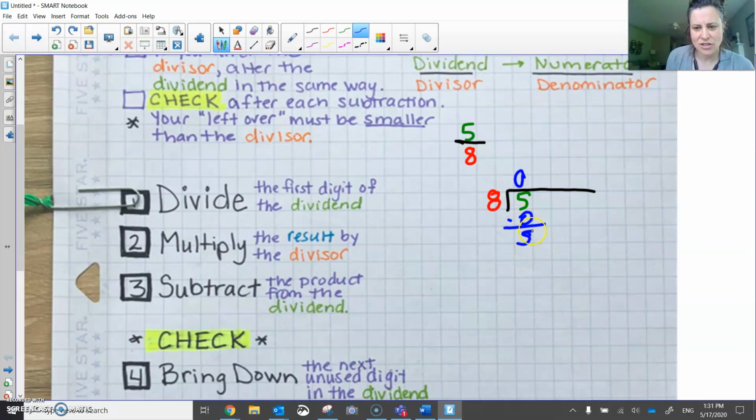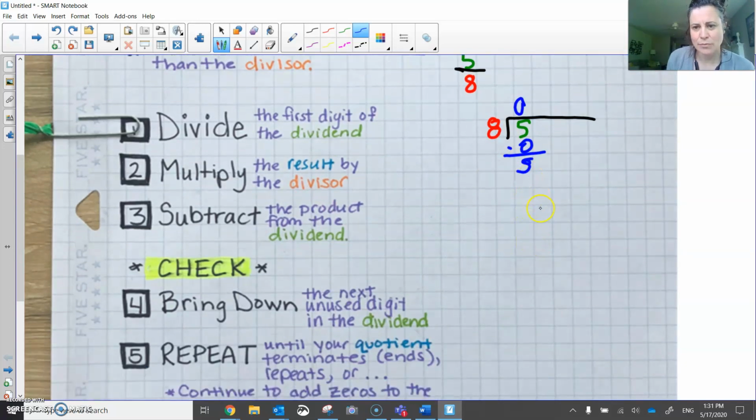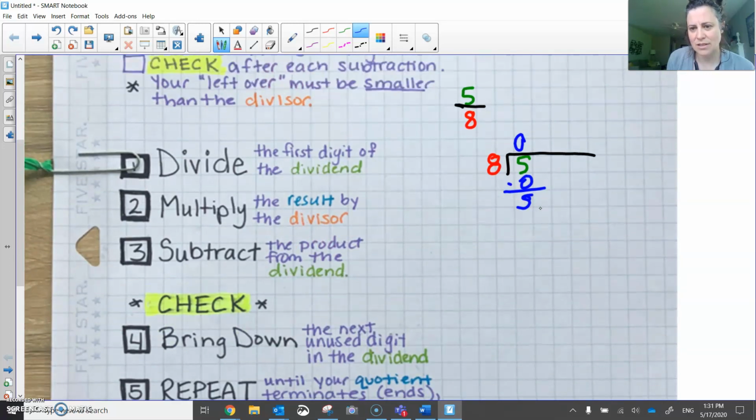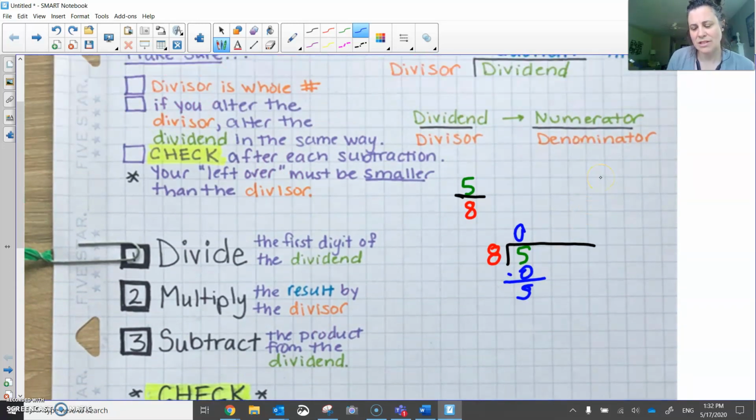That 5, this is the check step. This 5 is less than 8, so I'm okay. And now I need to bring down the next unused digit. Do you notice that there is no number after the 5? So what we're going to do is put in a decimal here, and then put in a 0. That green number is still 5, right? So we have to take this decimal and bring it up. We learned that before. And now we're going to come back up to the beginning here, and we're going to divide.